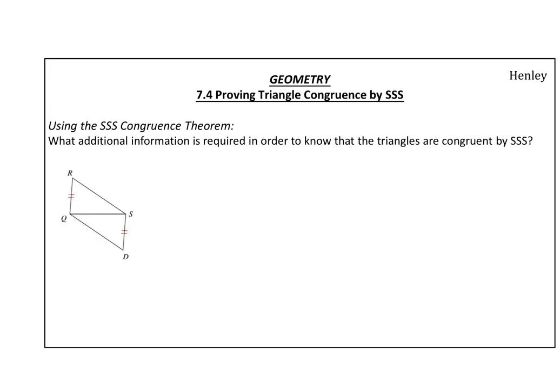Using the side-side-side congruence theorem, what additional information is required in order to know that the triangles are congruent by SSS? Sometimes you're going to be asked this question and you have to look at the information that you're given and determine what you need to know. In order to use the side-side-side congruence theorem, we have to know that all three sides are congruent. Well, we can look at our picture and we can see that side RQ and side DS are congruent with each other. They have the markings. We can also see that side QS is going to be congruent to itself because of the reflexive property.